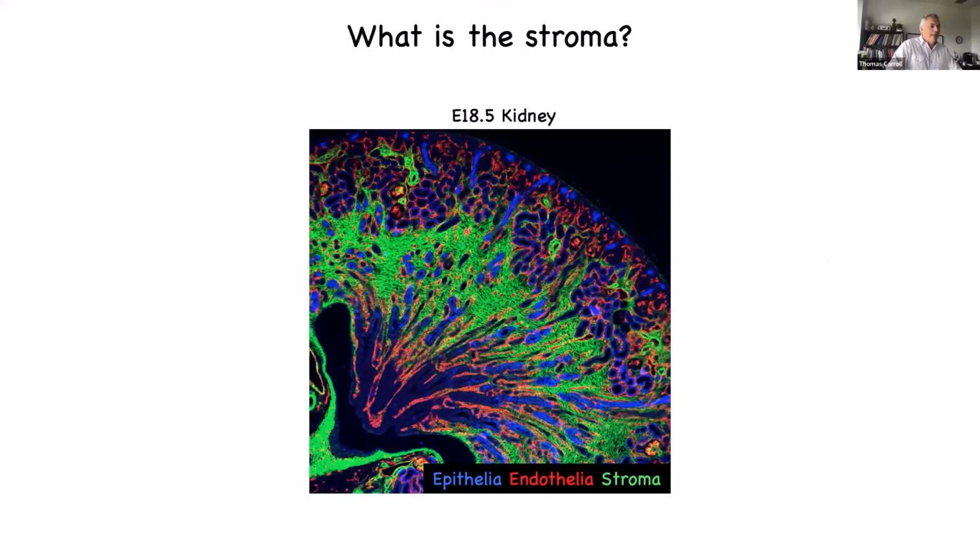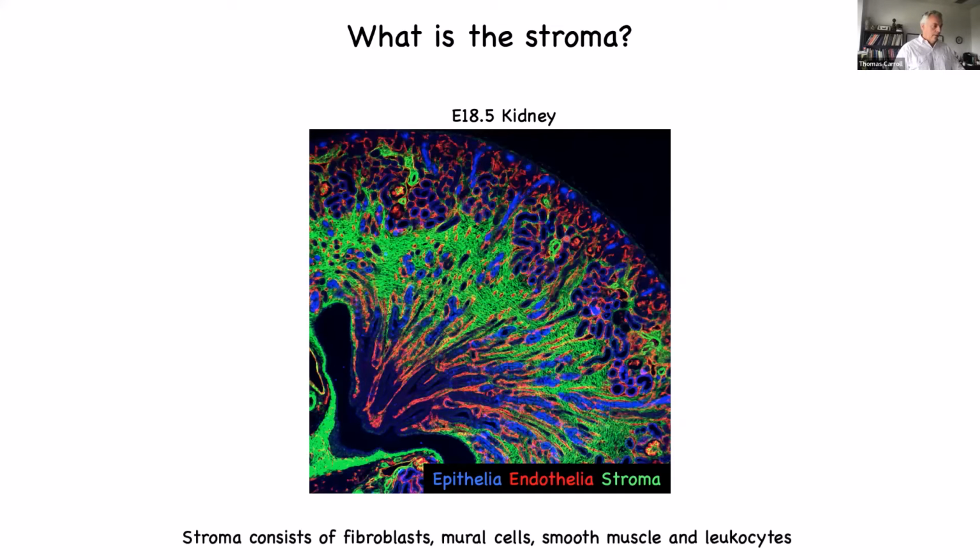But before I get into that, I just want to tell you what I mean when I talk about the stroma. I think most people mean the same thing as me, but just to make sure we're all on the same page. I've talked to you about the nephron epithelium and the collecting duct epithelia. We also know, marked here in red, that there's vasculature in the kidney, the endothelia. The stroma, to me, is everything else that is not epithelial or endothelial. It really consists of fibroblasts, mural cells, smooth muscle, and leukocytes.